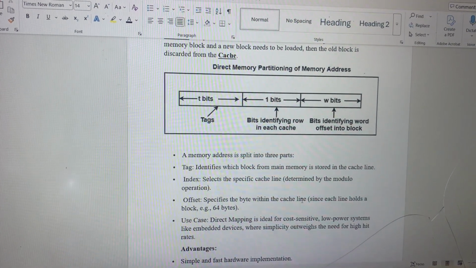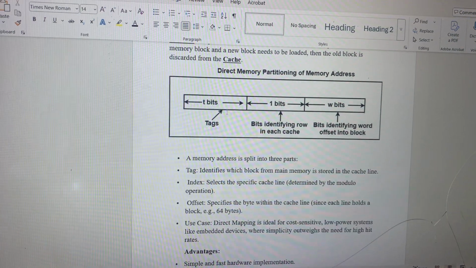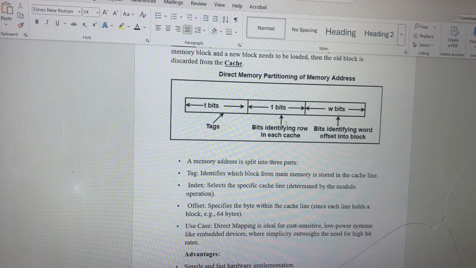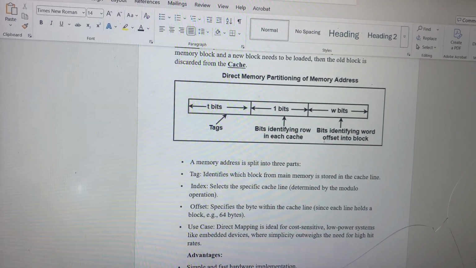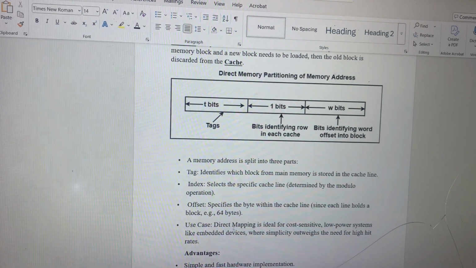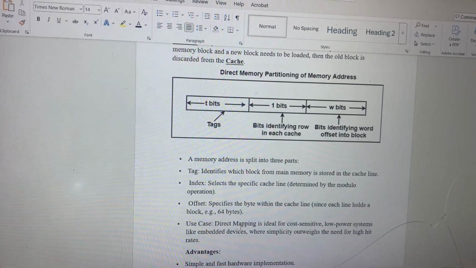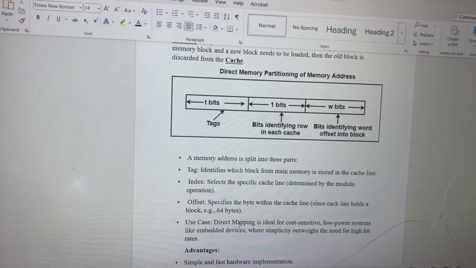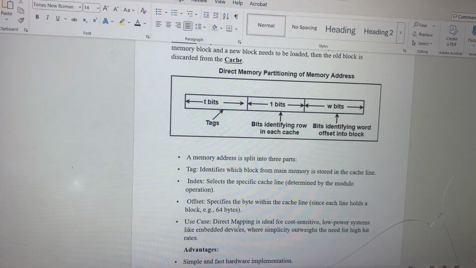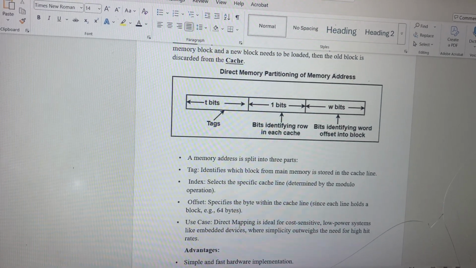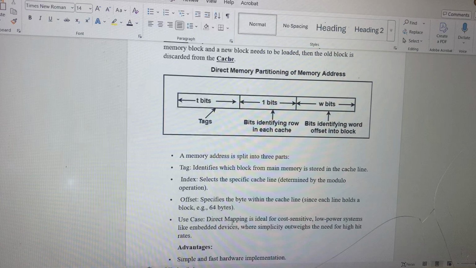As you can see in our image here, the tag, the index, and the offset make up the block. The use case for direct mapping is ideal for cost-sensitive, low-power systems like embedded systems, where simplicity outweighs the need for high hit rates.